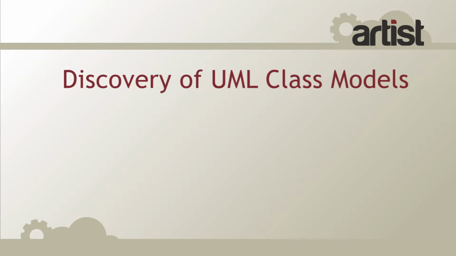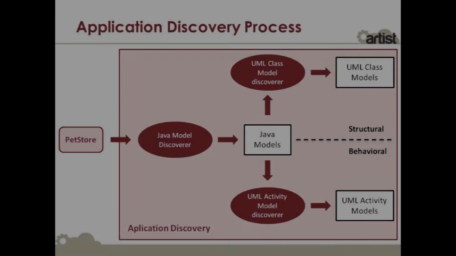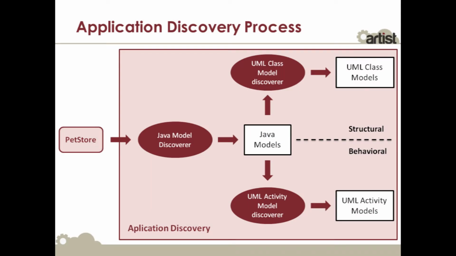We use now the Java to UML class model discoverer to obtain UML class models out of the previous Java models. This model provides a structural view of the software system, thus facilitating the understanding of the software system and, maybe more importantly, enabling a more informed execution of the rest of the process. As we already have Java models now, we can use model transformations to obtain UML class models.